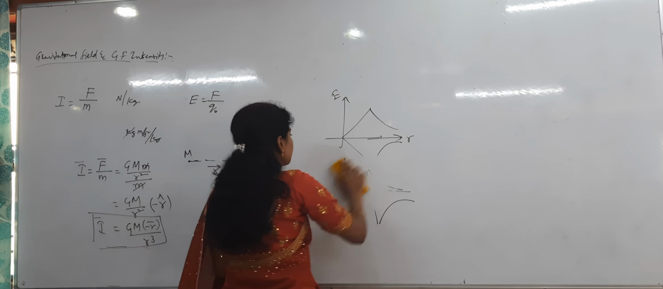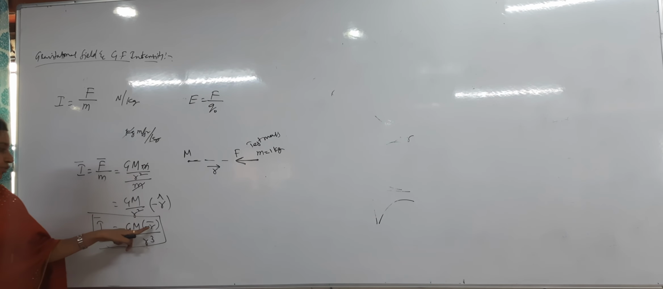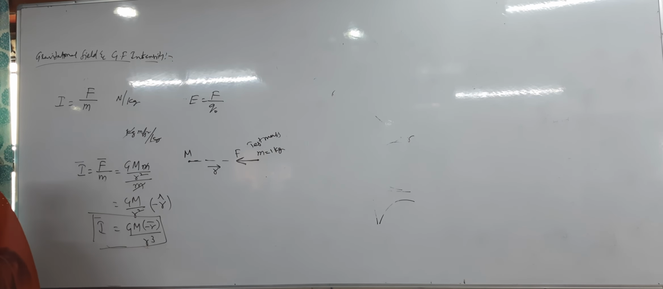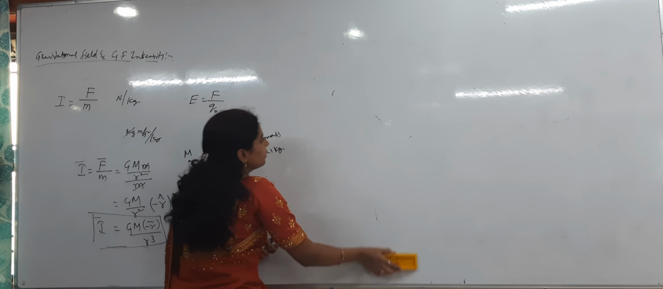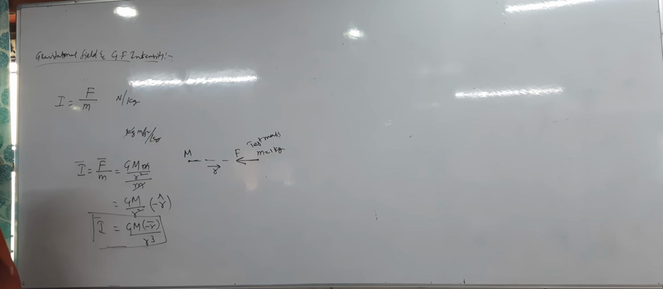So here, what I said, intensity is equal to Gm by r cube into minus r. Minus r, nothing but you will get along which axis, which plane? Negative xy plane or positive xy plane? Negative xy plane. We will discuss that, and then we will draw the graphs. Write that: gravitational field intensity.